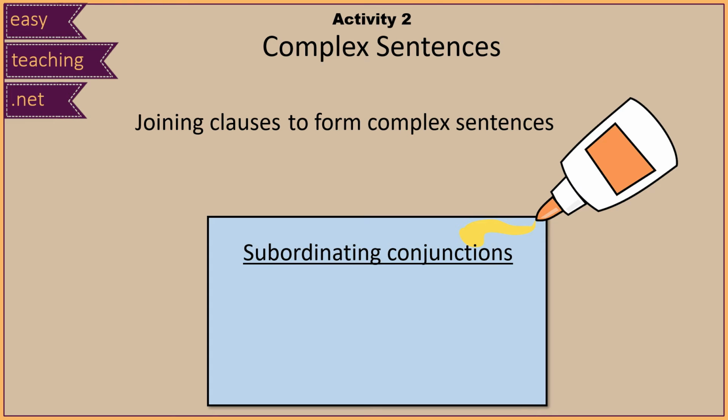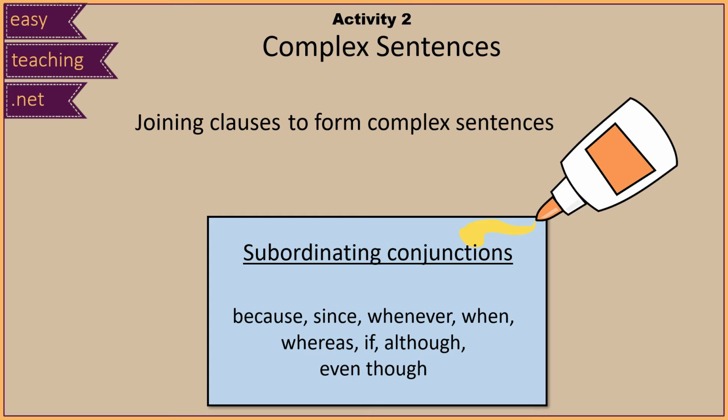Common subordinating conjunctions include because, since, whenever, when, whereas, if, although, while, even though. Let's go back to the set of sentences from Activity 1 to see if we can find some.